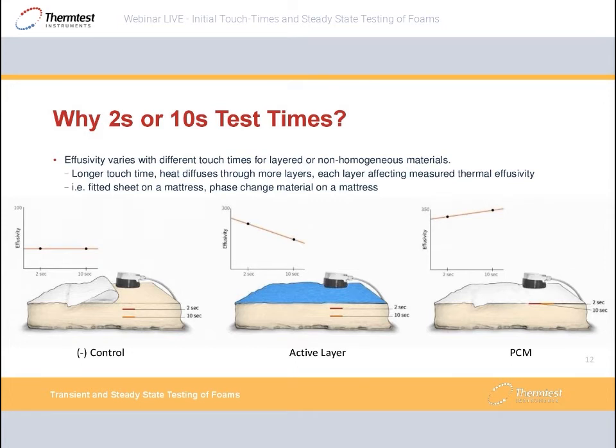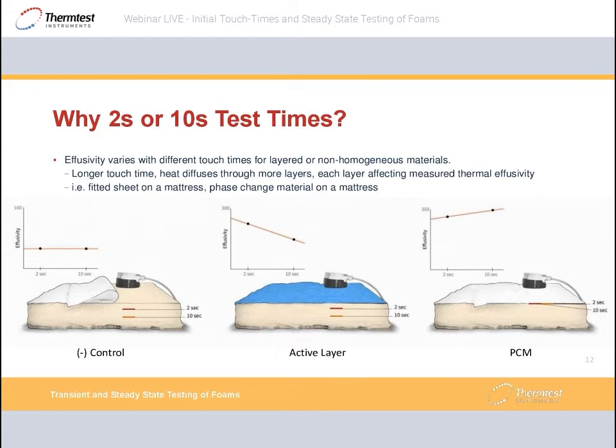A bit more on the 2 or 10-second touch times. The effusivity of a material, thermal effusivity, will vary with different touch times for layered or non-homogeneous materials, which means that for homogeneous materials, it should not vary. It will not vary. When you use a longer touch time, the heat will be able to diffuse through more layers, each layer affecting the measured thermal effusivity.